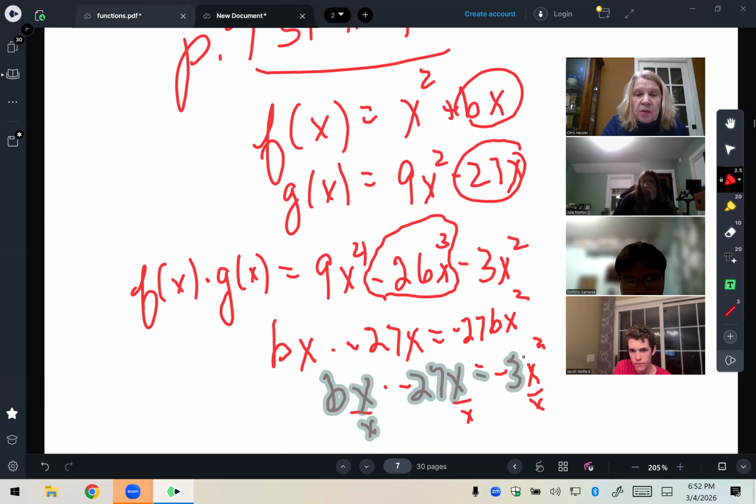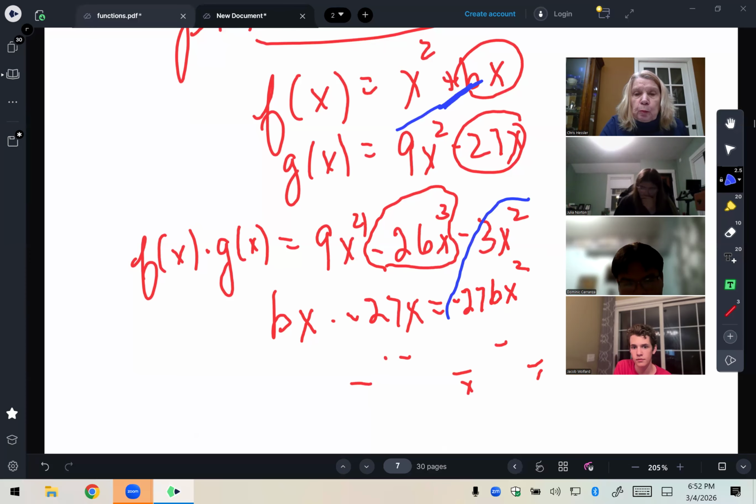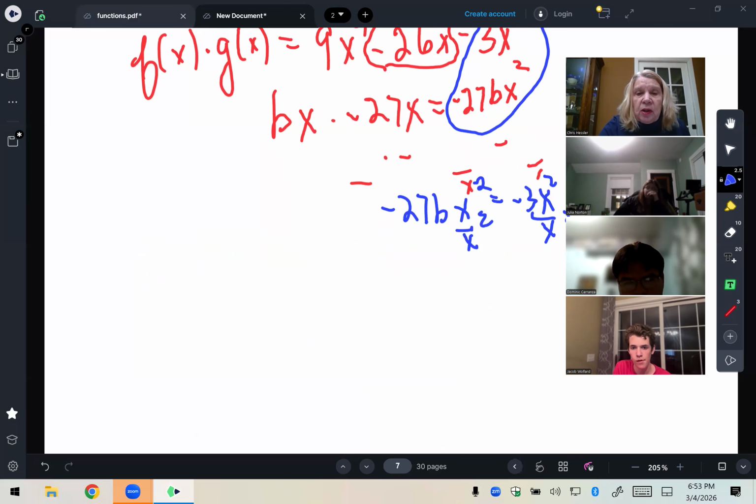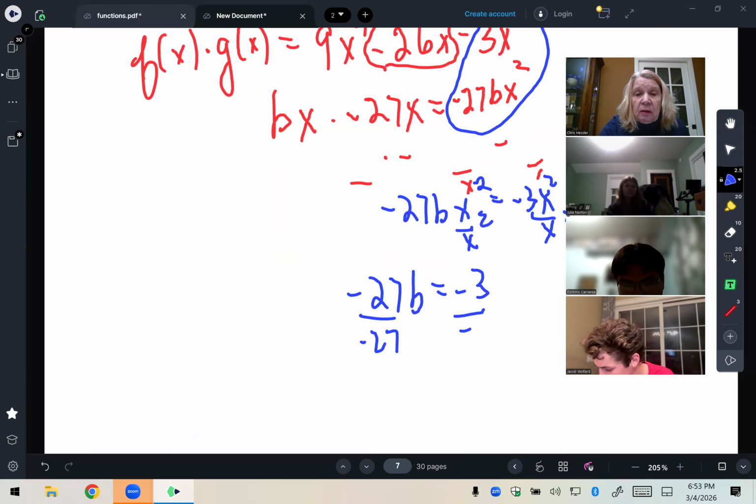Okay. I'm starting to see it. It's a hard one. So negative 27bx squared equals negative 3x squared. Okay, so divide both sides by x squared. That gives you some more space. So I'm going to have negative 27b equals minus 3. Divide by minus 27. And so b is going to be 1/9.